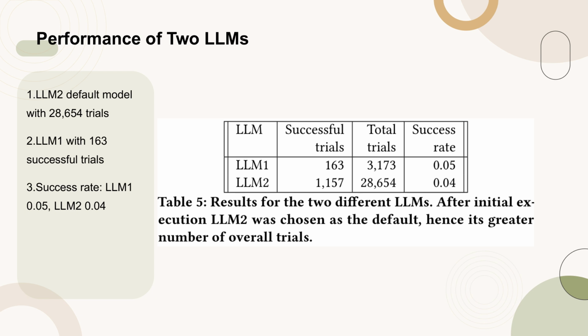Table 5 presents the results for the 2 different language models, LLM1 and LLM2. LLM2 was chosen as the default model after initial execution, leading to a significantly higher number of overall trials at 28,654. LLM1, on the other hand, had 163 successful trials. The success rates for LLM-1 and LLM-2 were 0.05 and 0.04, respectively, indicating a slight performance difference between the two models.